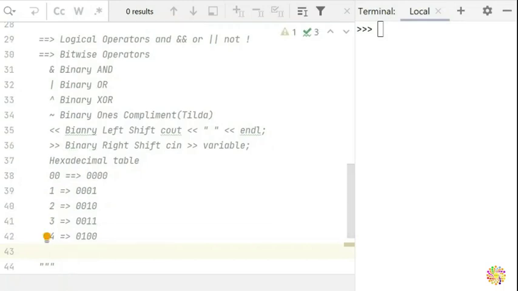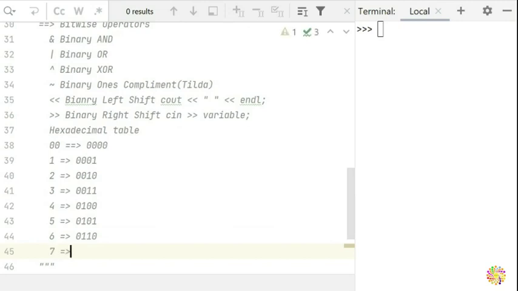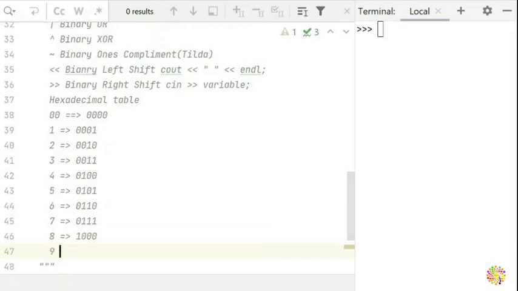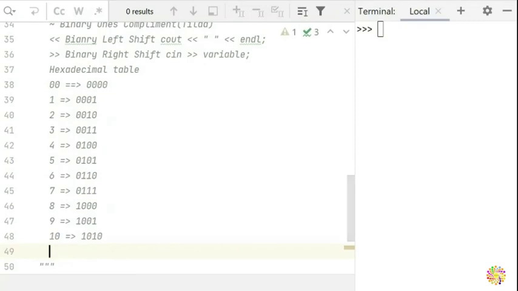That's the fourth binary, and we're going to do the five. The five is going to be 0101, and the six is going to be 0110. That's the sixth, and the seven is going to be 0111, and the eight is going to be 1000, and the ninth one is going to be 1001. That's binary, and the 10 is going to be 1010. That's binary, and after that the A starts.